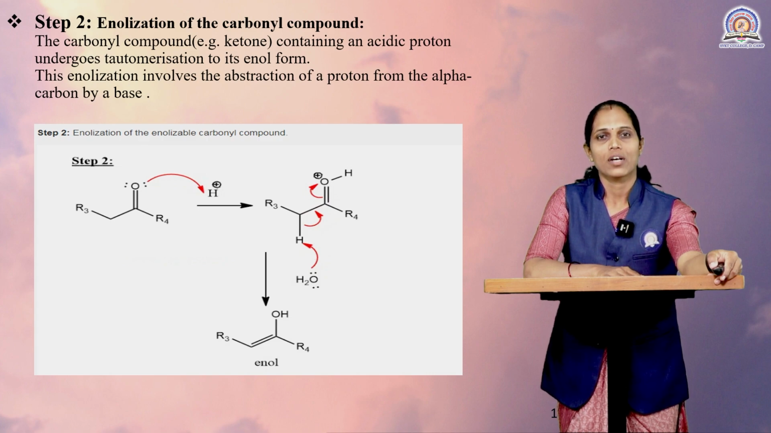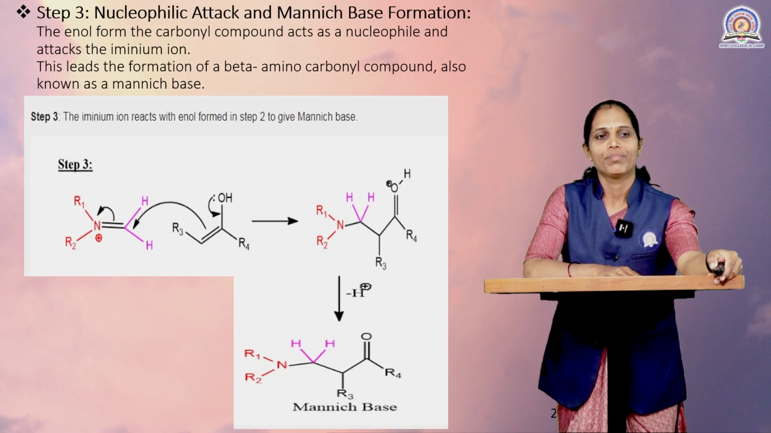The carbonyl compound, for example a ketone, containing an acidic proton undergoes tautomerization to its enol form, and this enolization involves the abstraction of a proton from the alpha carbon by a base. Meaning the abstraction of the alpha proton forms a carbanion, and this carbanion, through conjugation, leads to the formation of the enol.